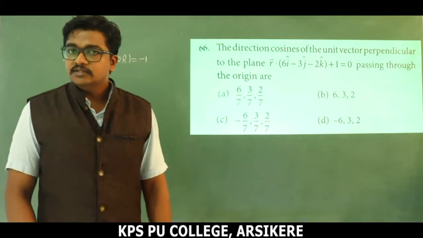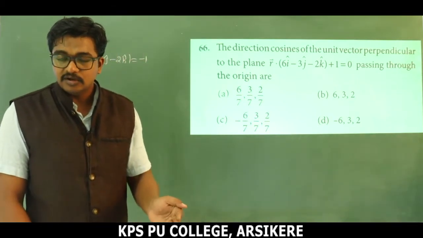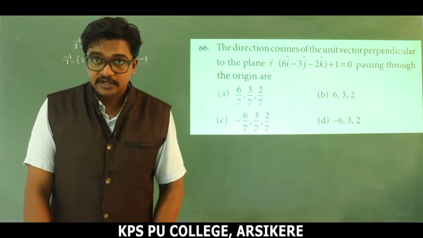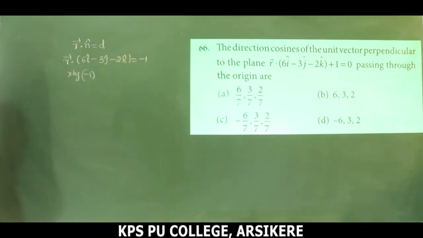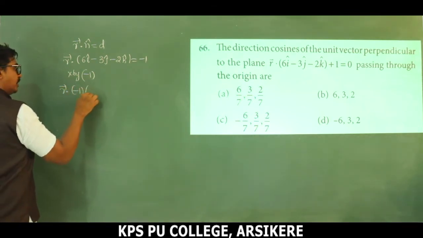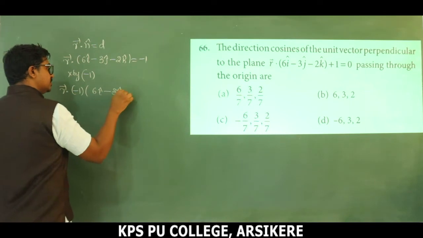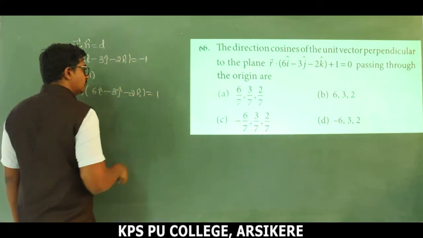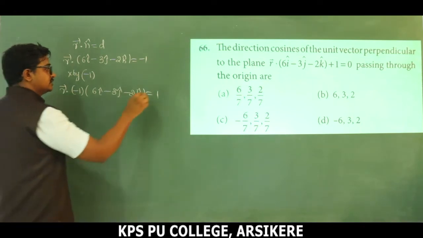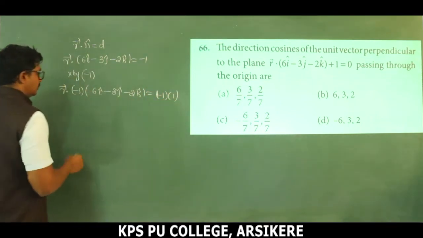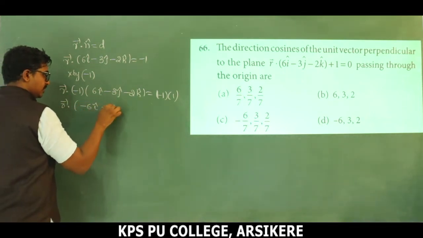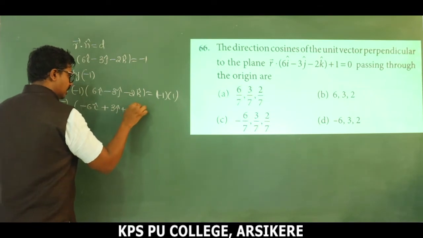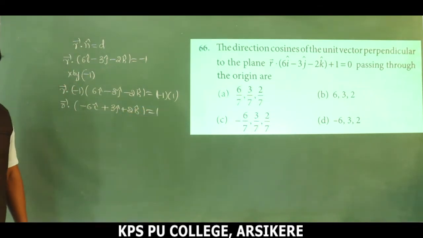And remember, d is never equal to 0 and d is not negative here, because d is the distance of the plane from the origin. Therefore, multiply by minus 1, so minus into minus becomes plus 1. This is vector r dot (minus 6i cap plus 3j cap plus 2k cap) is equal to 1.